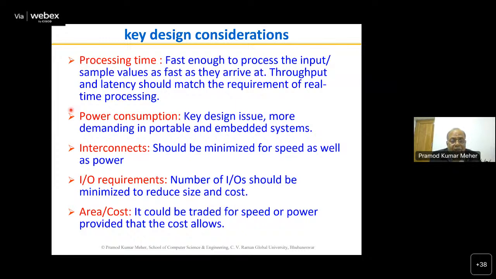Often area could be traded for speed or power, provided the cost allows. If you are able to make the system costly, in some specific applications like defense applications, your cost could be increased, and area could be higher, and you can achieve higher speed and lower power.